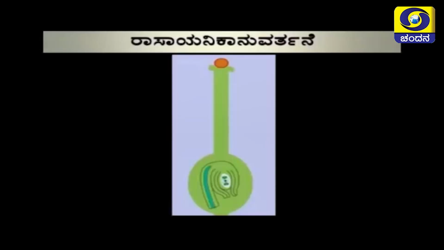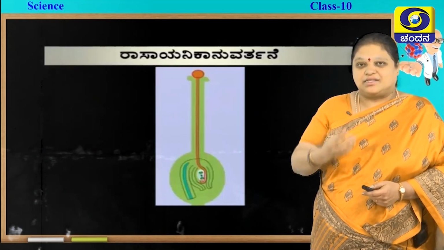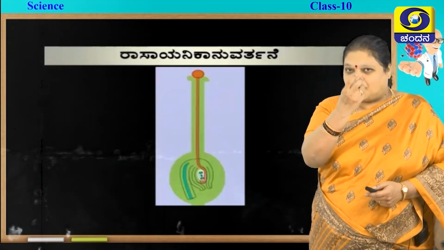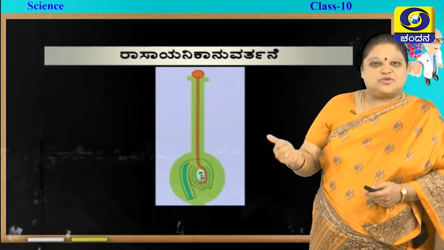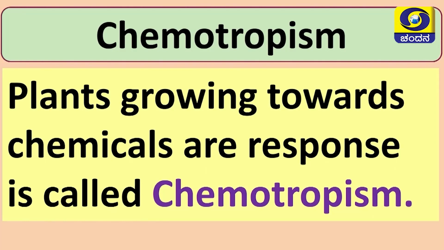Next, you can see another type of tropism. Here you can find a part of the plant, the pollen present on the tip of the stigma is slowly producing a pollen tube towards the ovule. Some chemicals are produced by the ovules that make the pollen attracted. So, you call this chemotropism.